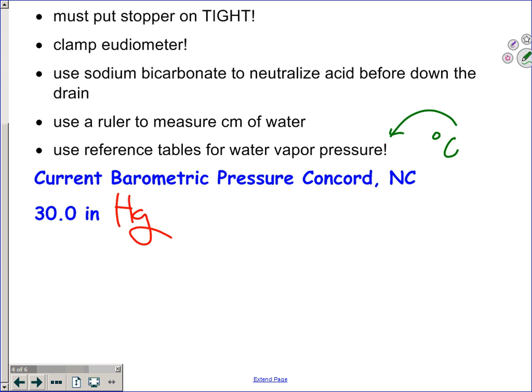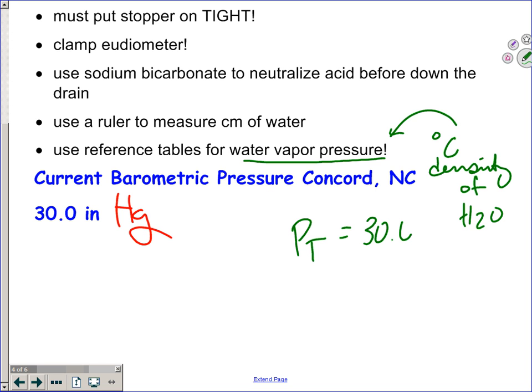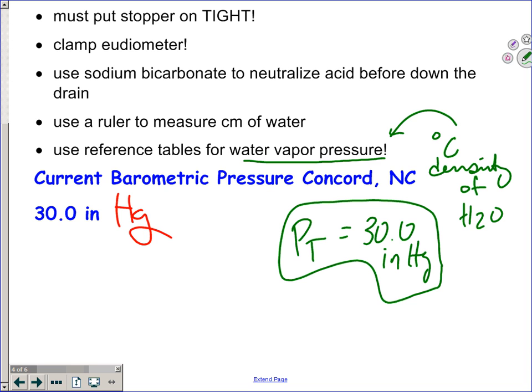look in the reference table and it will tell you the density of water and water vapor pressure. There are 2 tabs. I'll make sure you see them both. And then in Concord right now, for total pressure, it is 30 inches of mercury. You know, we're Americans, so we like to use inches. So you can calculate from there, okay?